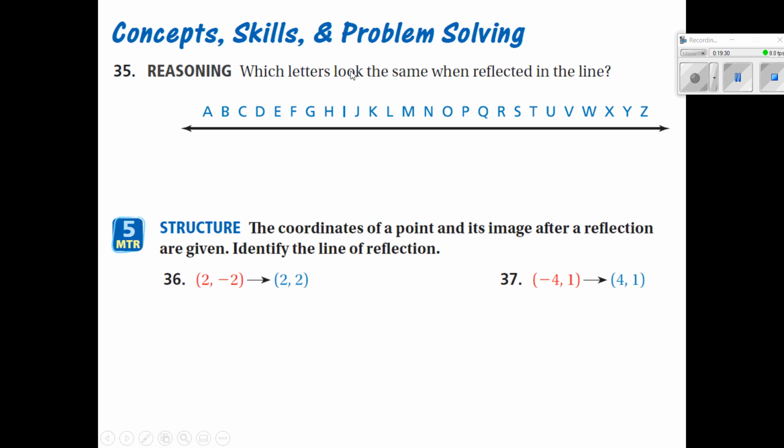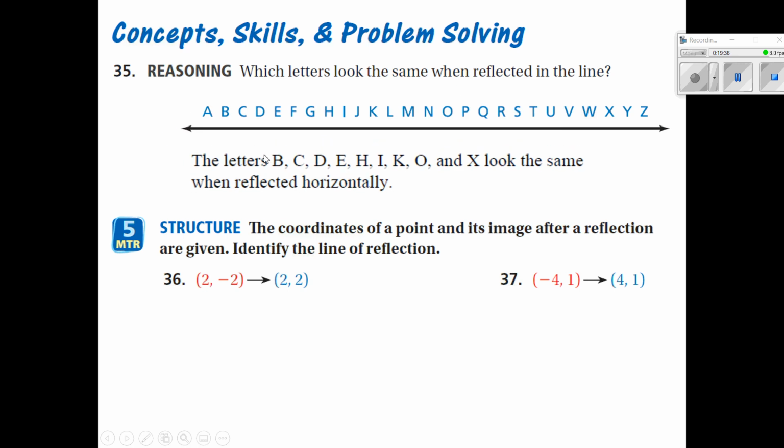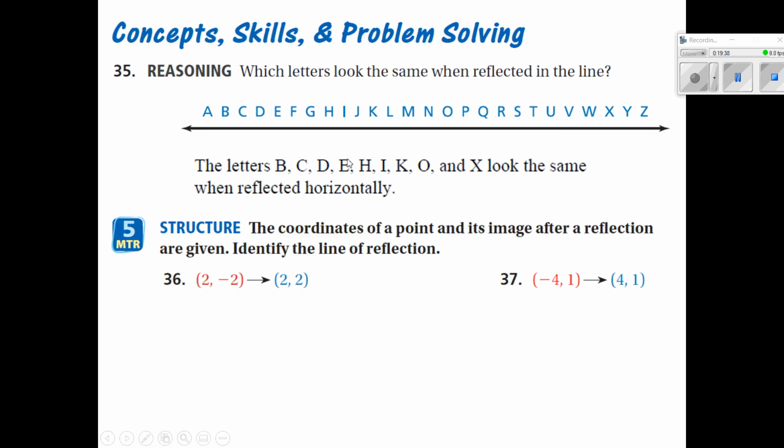35 says which letter looks the same when reflected in the line. Okay, so we're going to say that B, C, D, E, H, I, K, O, and X look the same when reflected. And let's think about that. When I reflect this, it's going to look like a B down here. A will not. A will look like an upside down A. C will look like a C. D will look like a D.